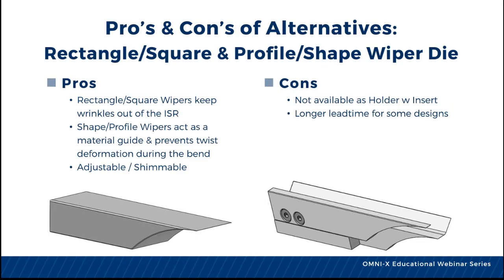The pros of square and rectangle wipers are that they keep wrinkles out of the inside radius of the bend. The pros of shape and profile wipers are that they act as a material guide and prevent twisting deformation during the bend. Shape and profile wipers can also be shimmed to allow for minor dimensional variations in the raw material. The cons of rectangle or square and profile or shape wipers are that they are not available as holders with inserts, and they may require a longer lead time to produce.